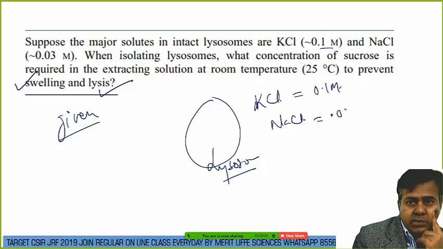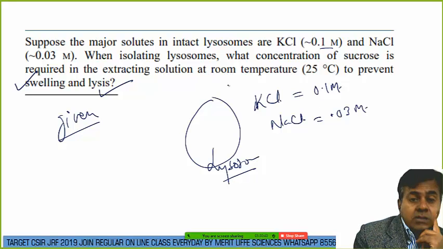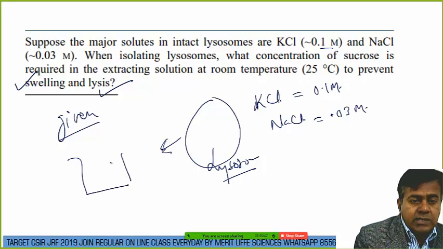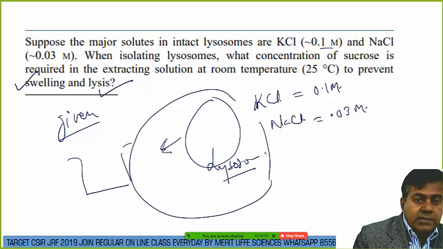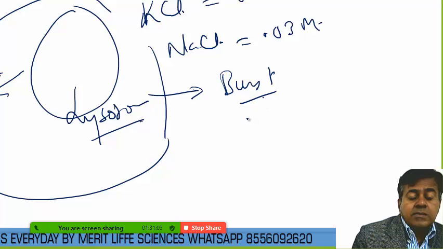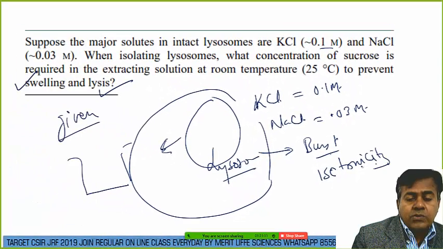Suppose the measured solutes in the intact lysosome are KCl 0.1 molar, write down this concentration, and NaCl 0.03 molar. When isolating the lysosome, now we want to isolate this lysosome from any cell, in a beaker of course. During the isolation, we have to take care that the lysosome should not burst. That means there should be maintenance of isotonicity. Do you agree?